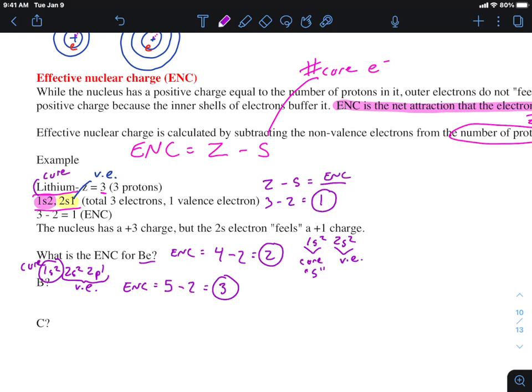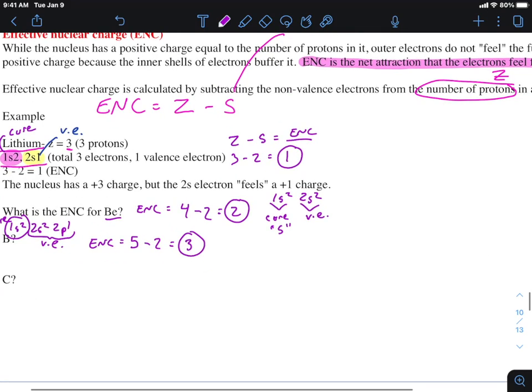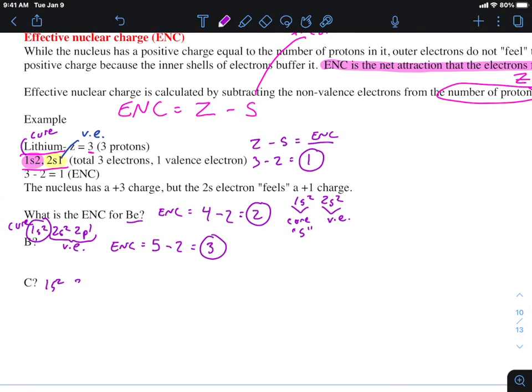Let's do carbon just to be sure. Carbon is 1s2, 2s2, 2p2. Carbon has 6 protons. I wrote P instead of 6. So 6 protons minus the 2 core electrons. The effective nuclear charge of carbon is 4.